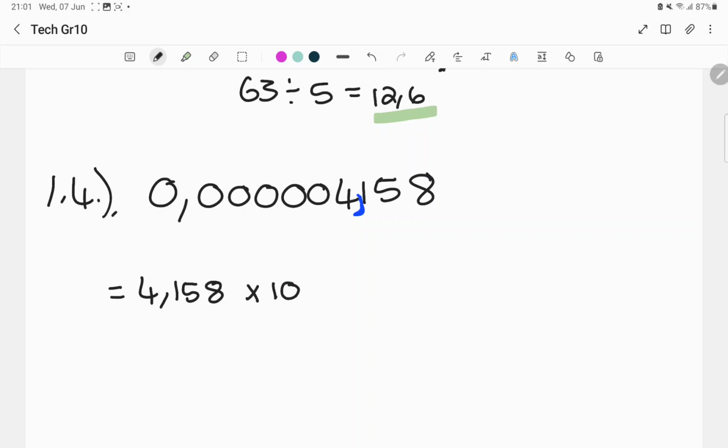Then scientific notation is always times 10. Now I just have to count how many places it moved. So it was 1, 2, 3, 4, 5, 6. So it will be to the power of negative 6. And there you did it.